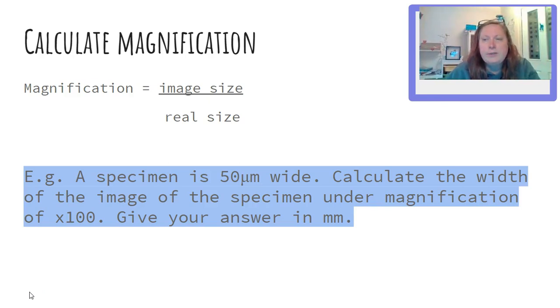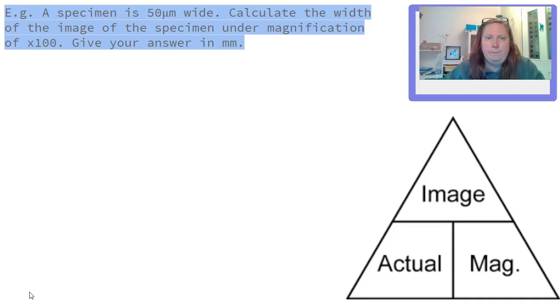You can pause the video now and try and work out the answer. If you think you might need a little bit more guidance, then you can play the video for another minute or so, and that will give you some guidance, and pause it a bit later. So the question: a specimen is 50 micrometers wide. Calculate the width of the image of the specimen under magnification times 100. Give your answer in millimeters. So you're trying to calculate the image size. So you will need to rearrange this equation. Pause the video now. Write your answer in the comment section below.